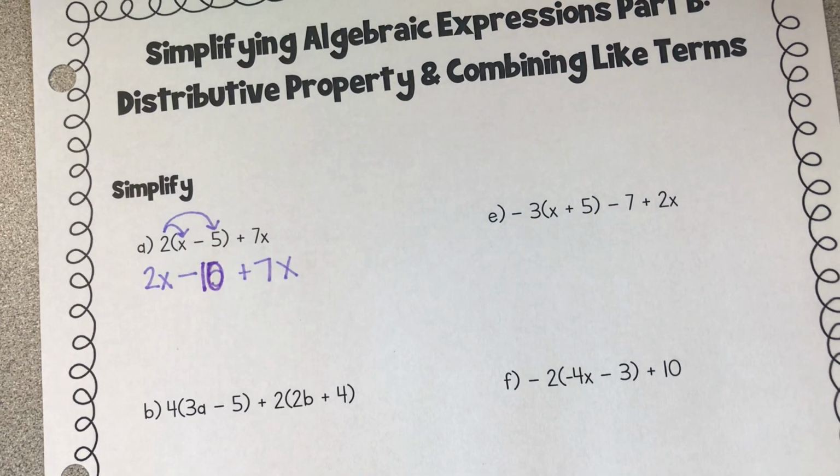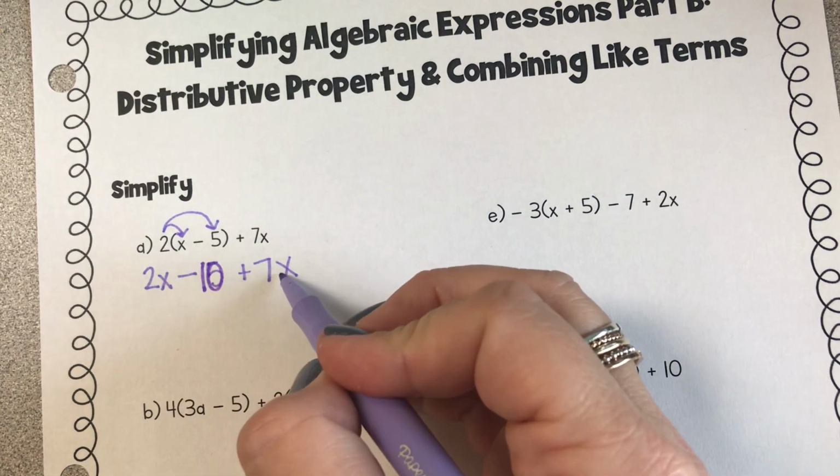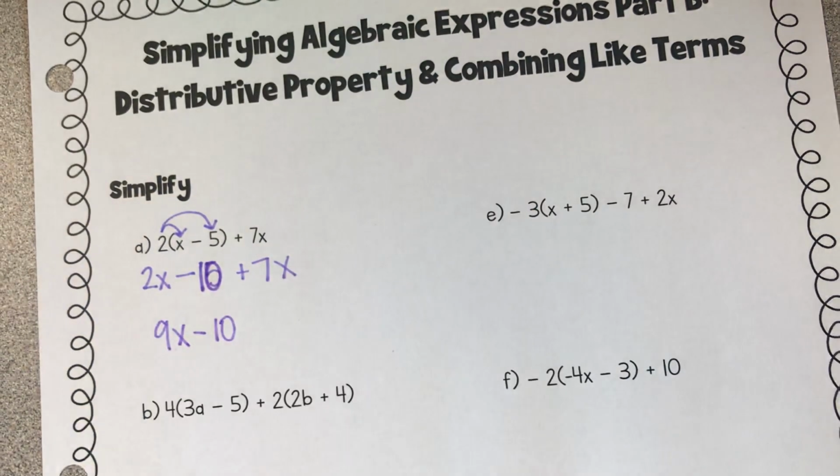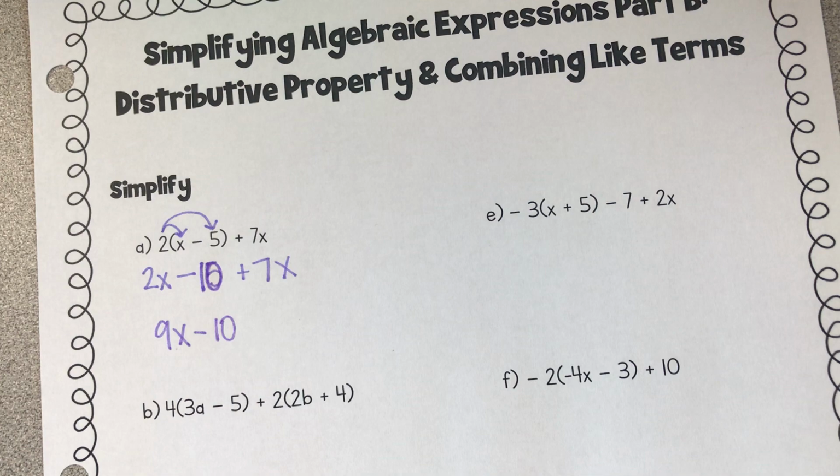Okay, and now what can I combine together? 2x plus 7x is 9x, and then I don't have anything to put with that minus 10. So it's 9x minus 10.